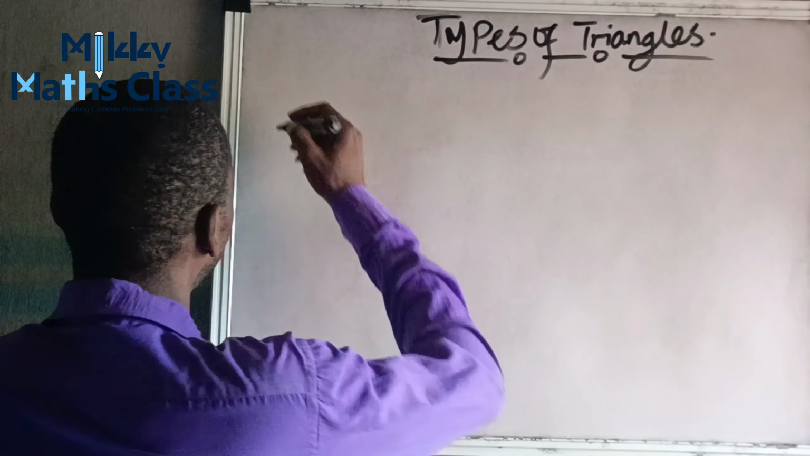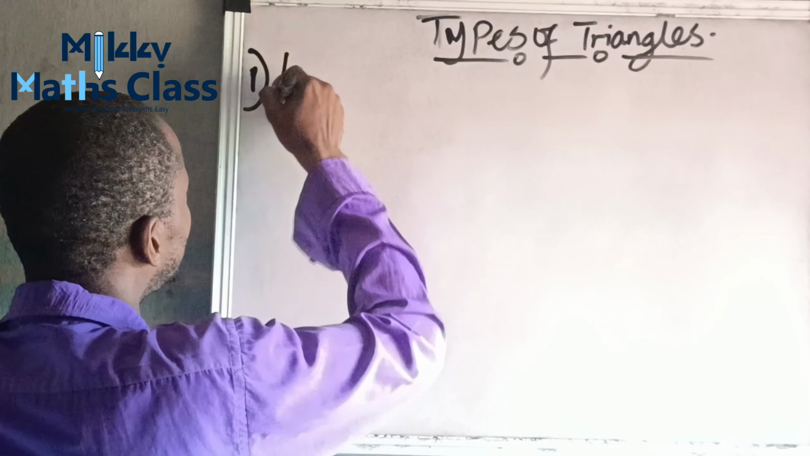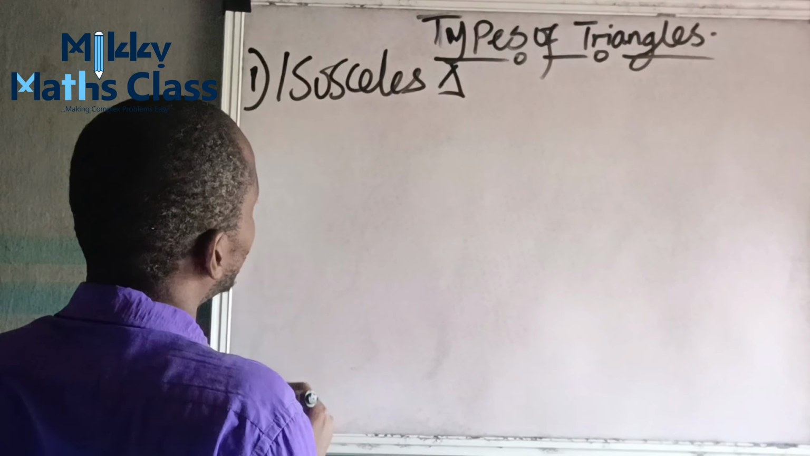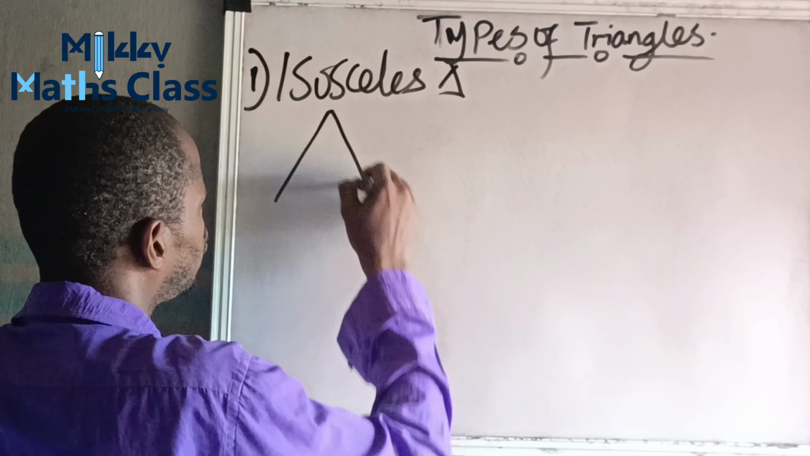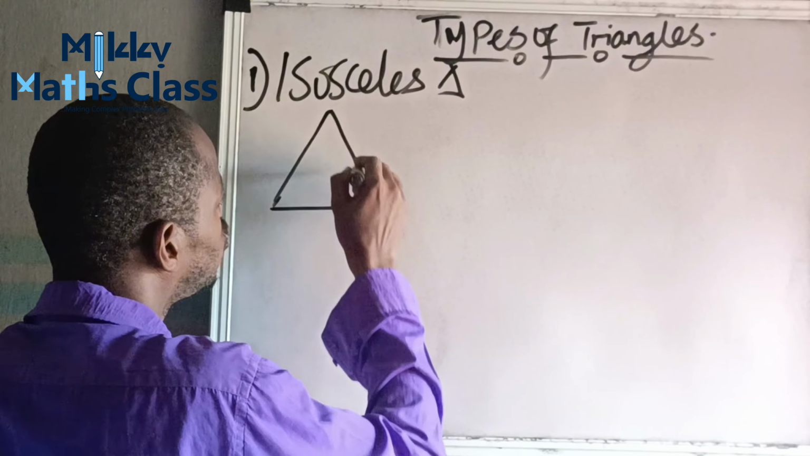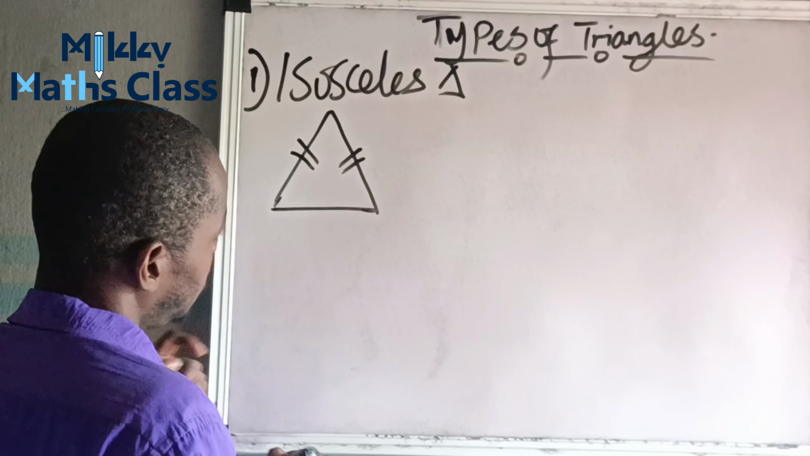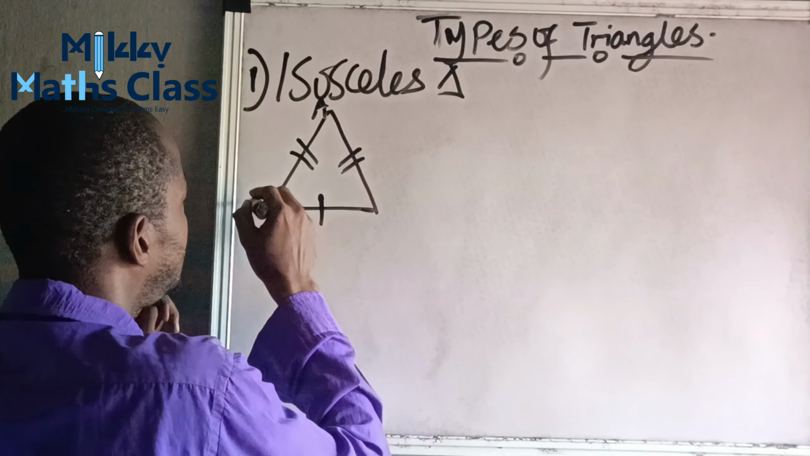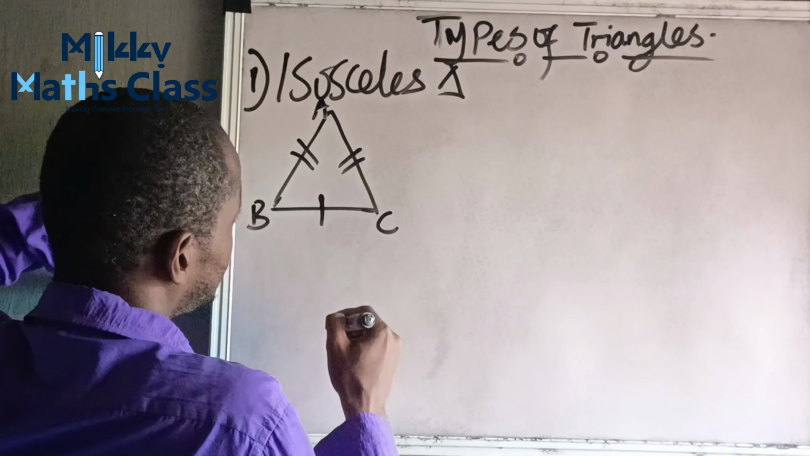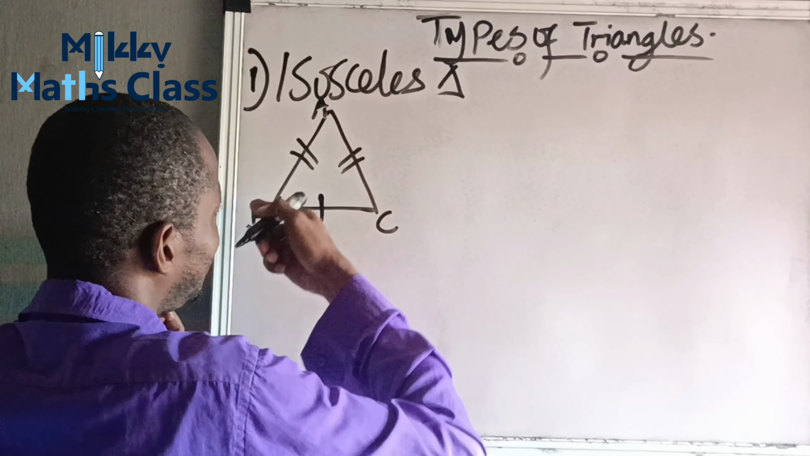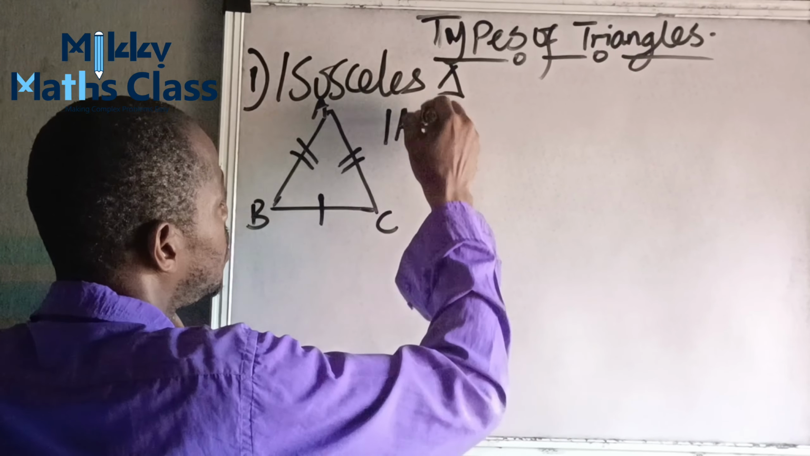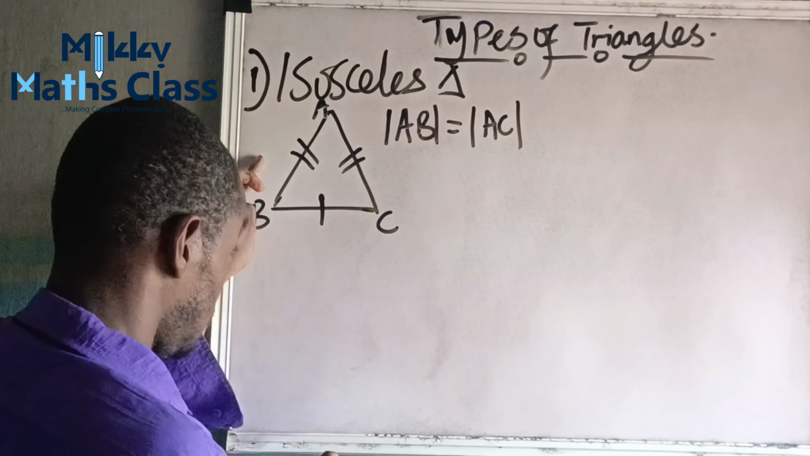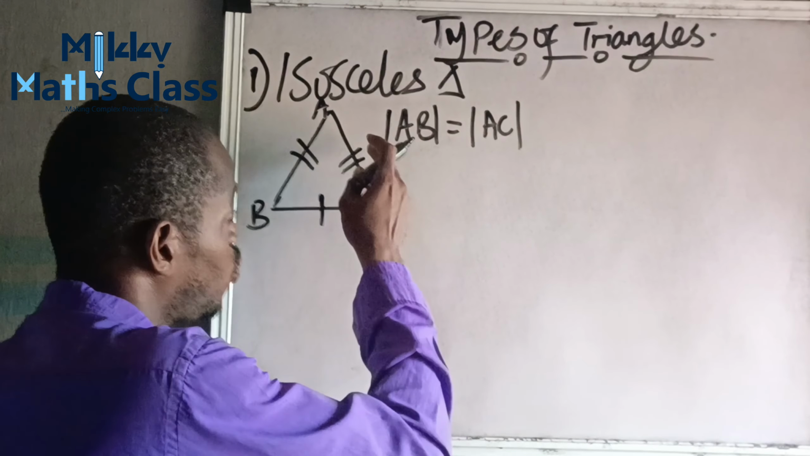The first type of triangle is what we call the isosceles triangle. An isosceles triangle is one in which two sides are equal. This is an isosceles triangle. So if here is, let's call this A, B, and C, what it means is that line AB is equal to line AC. So whatever here is, if here is 5, here will also be 5.